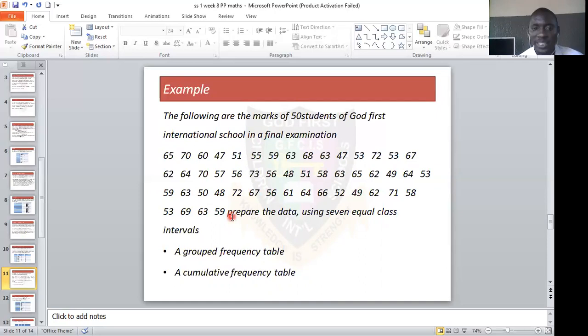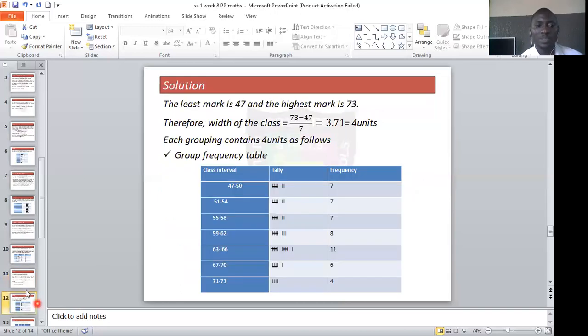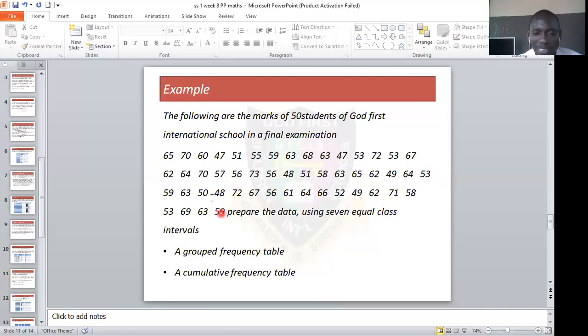So we have to look again at 47 to 50. This is 1, 2, follow the cursor please, 3, 4, 5, 6. We're getting 6, it should be 7. Let's look again, it should be 7. So for 47 to 50, there is a mistake somewhere.